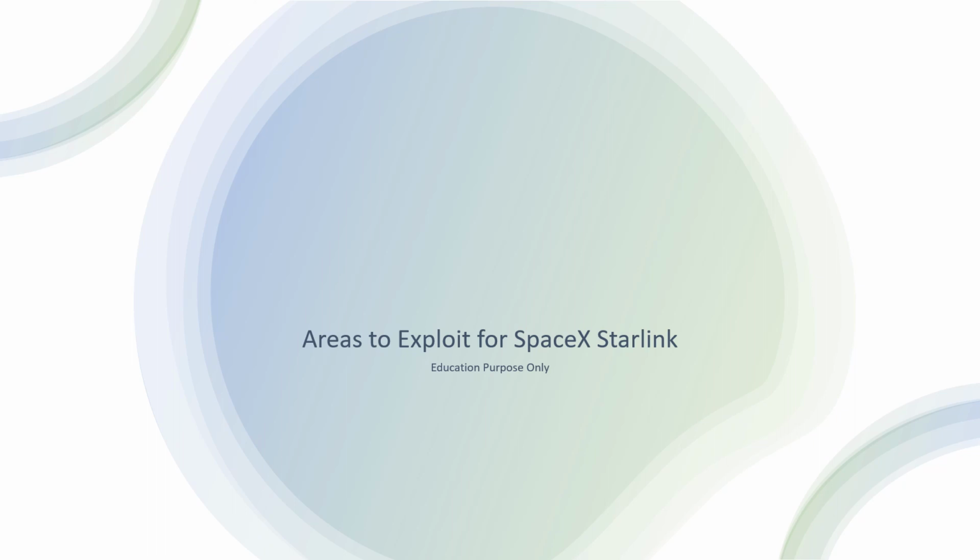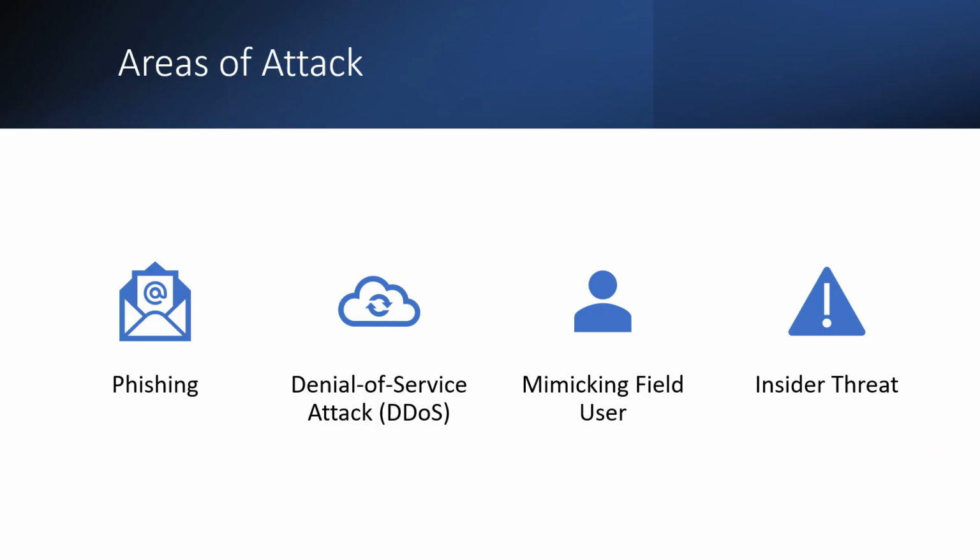This presentation is the overview of areas of vulnerability that could be exploited in the SpaceX Starlink system. The potential areas of attack for SpaceX Starlink are phishing, DDoS, mimicking field users, and insider threat. We will get further into detail for the next few slides.